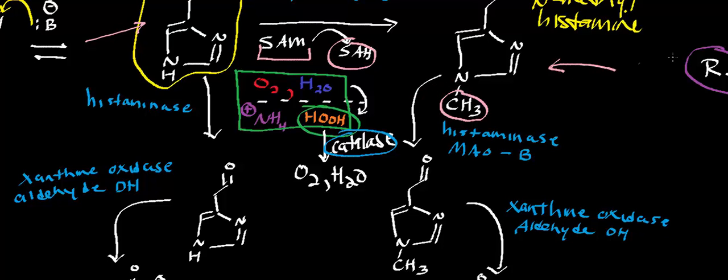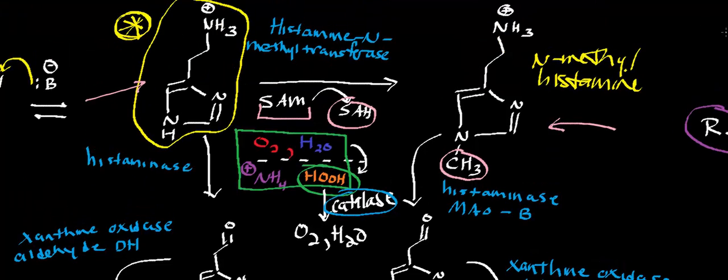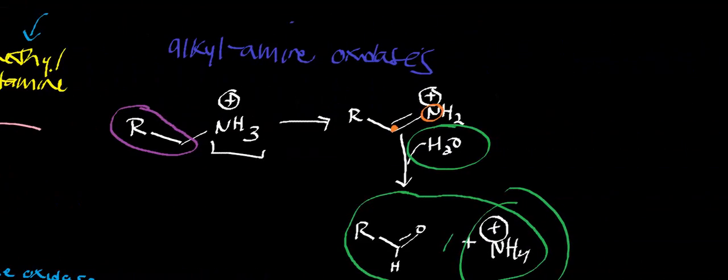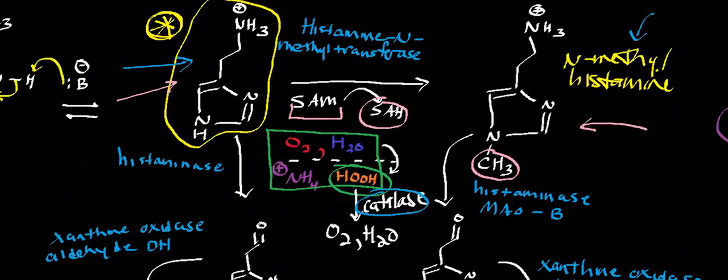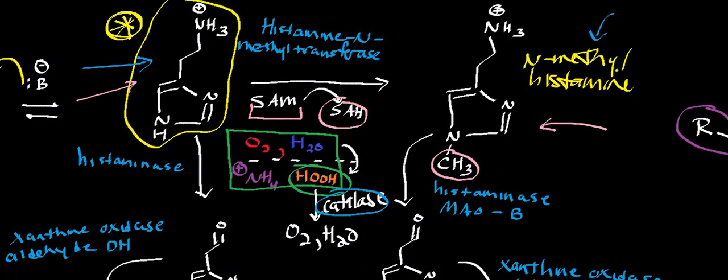one of the things I want to point your attention to is that both histamine right here and N-methylhistamine can react with an enzyme called histaminase. And histaminase is simply one of these alkylamine oxidases. Okay? So histaminase uses a special coenzyme called topoquinone, which is very similar in nature to FAD. It has the same type of chemistry, even similar to pyridoxal phosphate. But histaminase is one of the alkylamine oxidases that will metabolize histamine and N-methylhistamine.